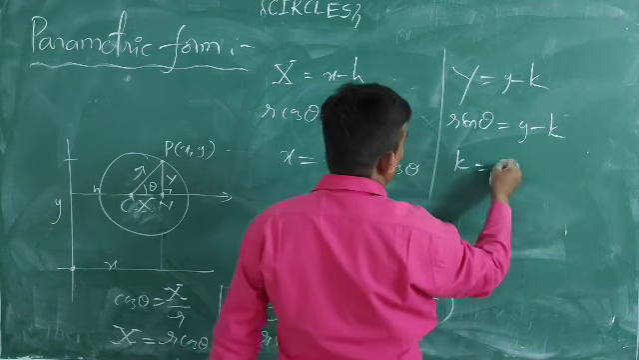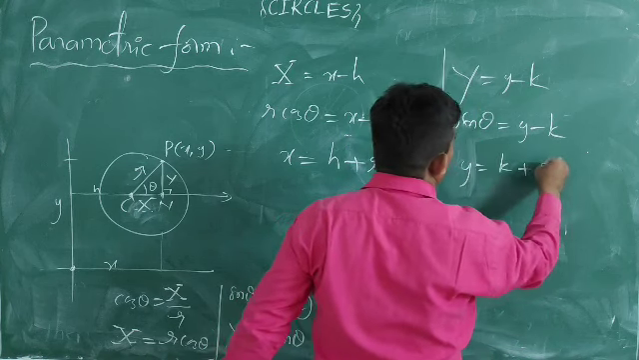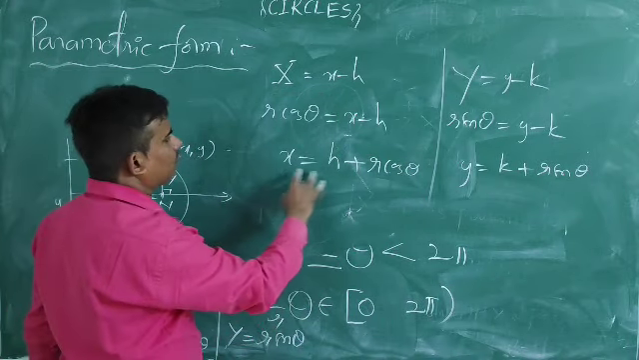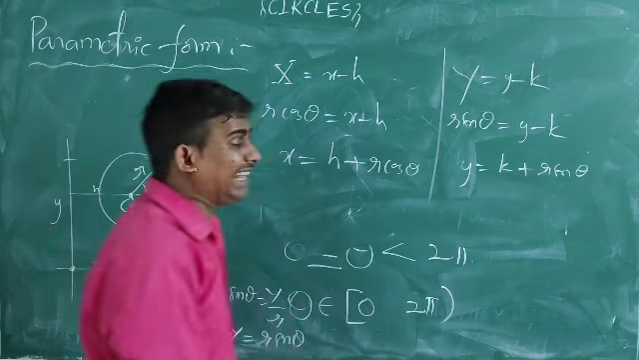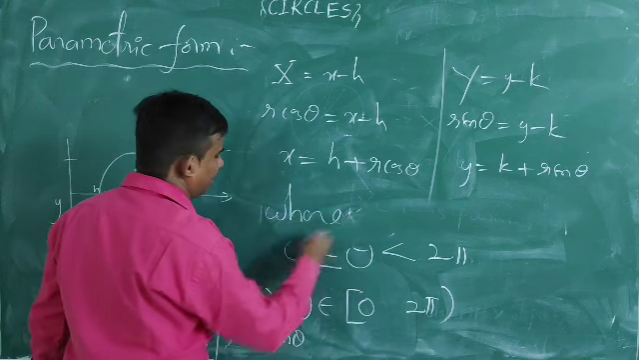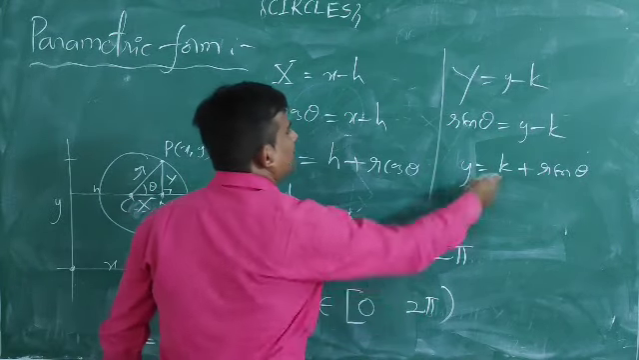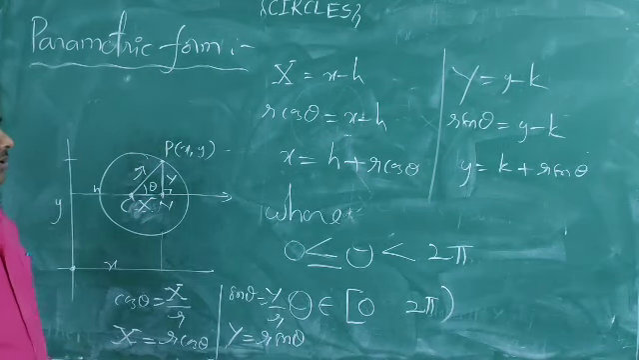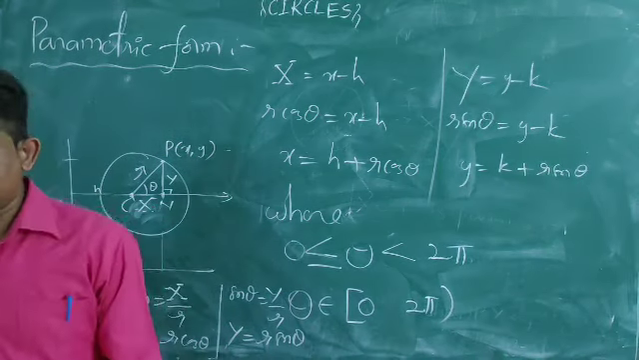From it y equals k plus r sin theta. From these both equations, x equals h plus r cos theta and y equals k plus r sin theta. These two are the parametric equations where theta must be like this. So these two are the parametric equations. Very clear, we may easily observe that. Okay, this is the parametric equations, and let me see some examples on the parametric equations.